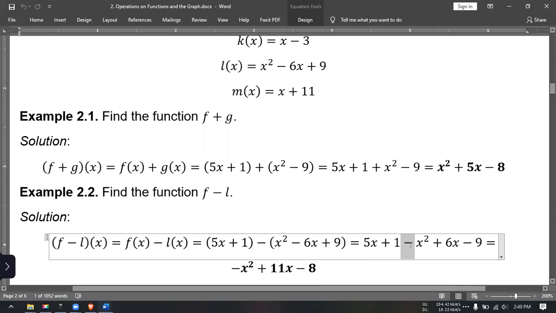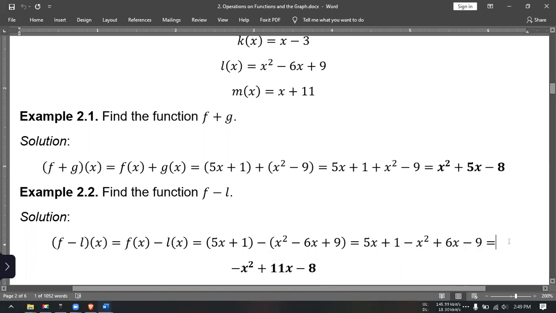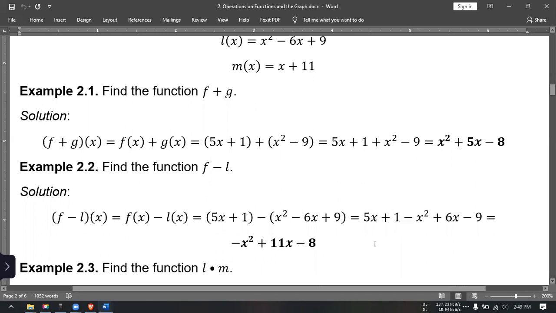So negative times x squared is negative x squared. Negative, negative, we have positive, and negative, positive is negative. Okay. And then we can now combine similar terms. This will give us negative x squared plus 11x minus 8. Okay, I can consider this solution.